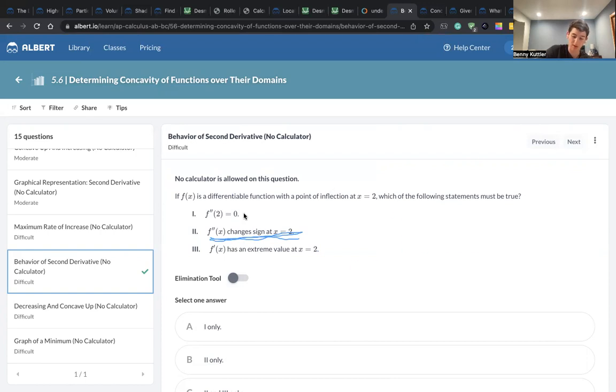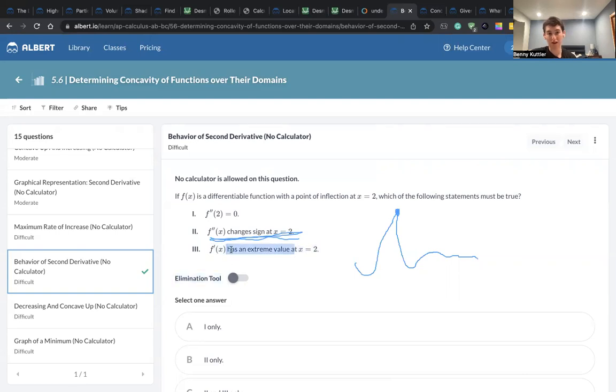This would be an absolute value or piecewise function. Right here, the second derivative changes signs, but the second derivative is not 0 at that point. It's undefined. So that would be an example where it would have to change sign, where it would change sign and still be a point of inflection.